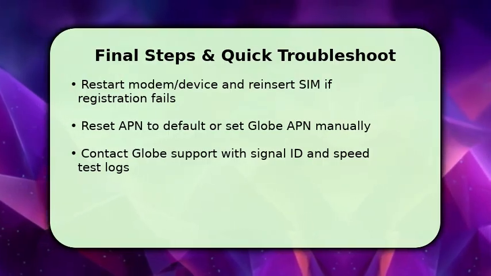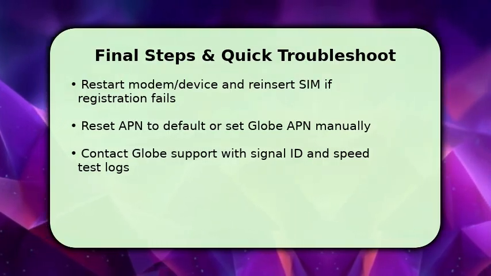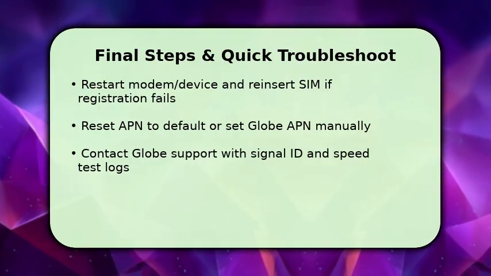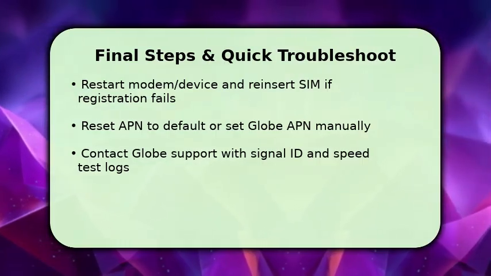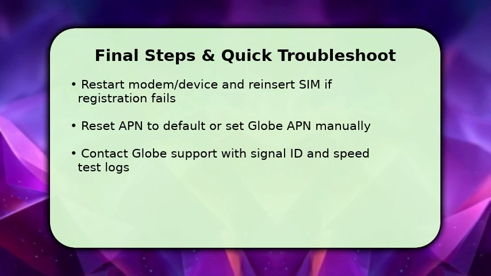Then collect the speed test results and signal identifiers before contacting Globe support so they can diagnose tower side or provisioning problems quickly.